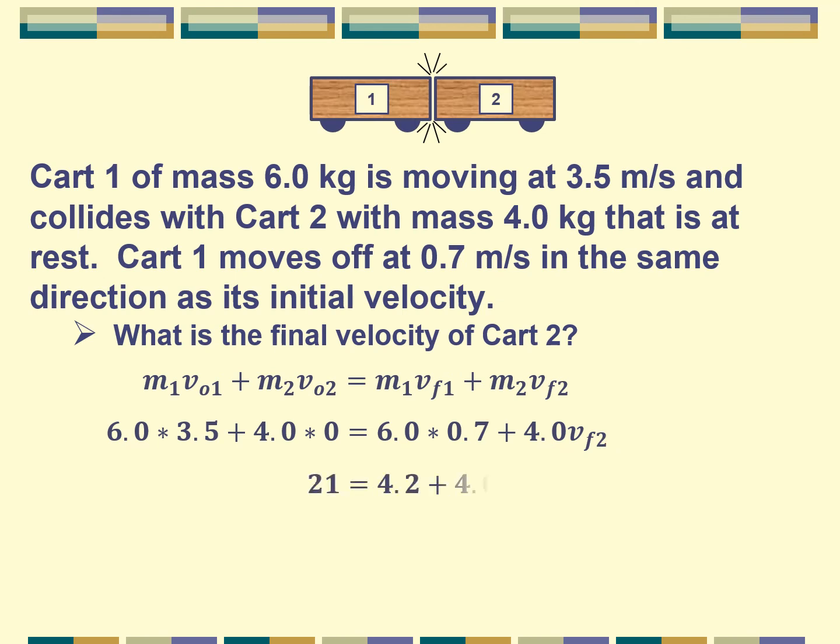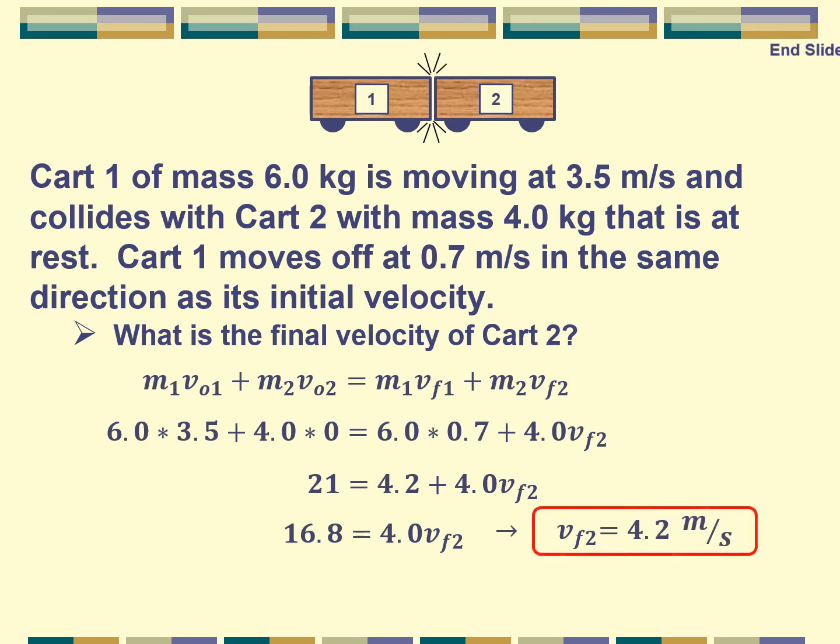So you put these in your calculator, you get 6 times 3.5 gives me 21, and 4 times 0 gives me 0, so I get a total of 21 on the left hand side. And then 6 times 0.7 gives me 4.2. So I'll subtract 4.2 from both sides, it gives me 16.8 on the left hand side. Then I divide by 4, and that gives me a total of 4.2 meters per second for the final velocity.